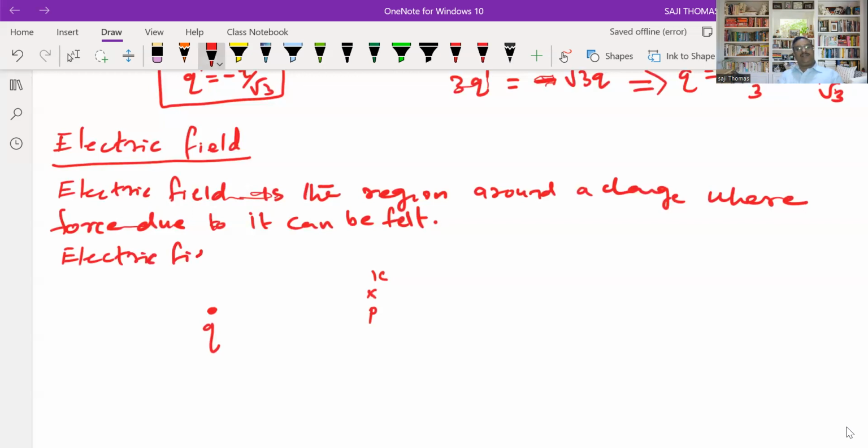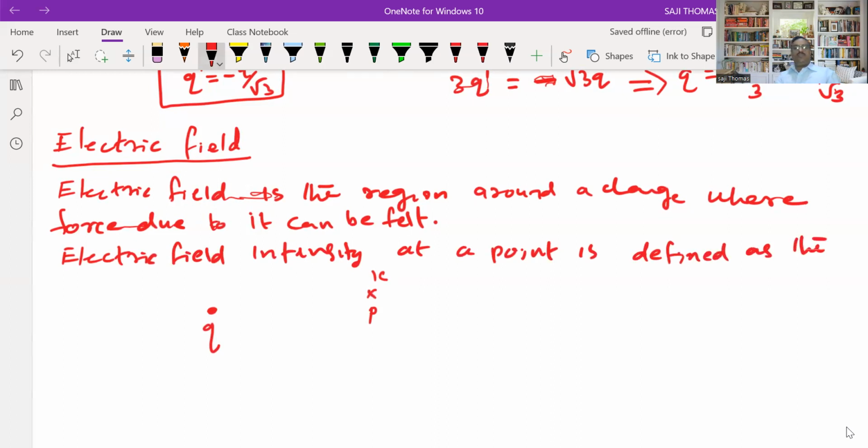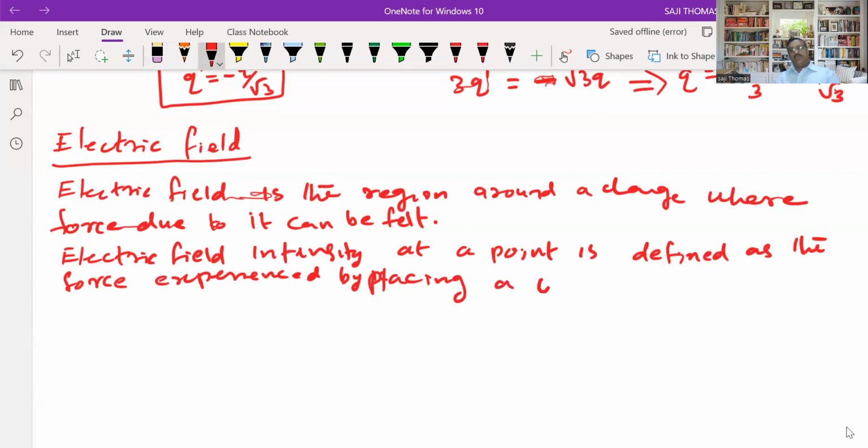Electric field intensity at a point is defined as the force experienced by placing a unit positive charge at that point.